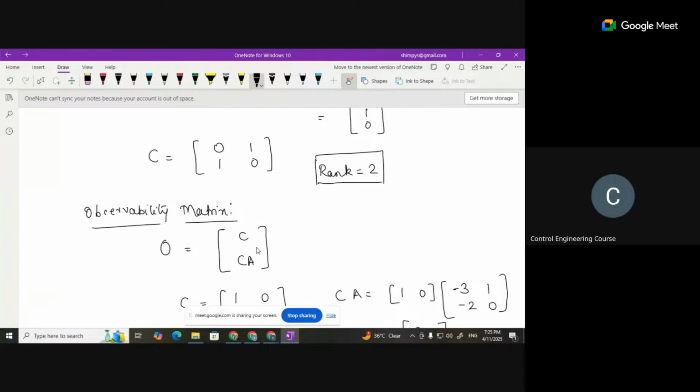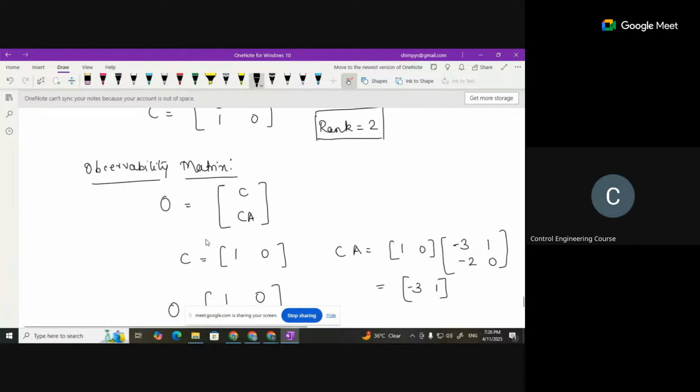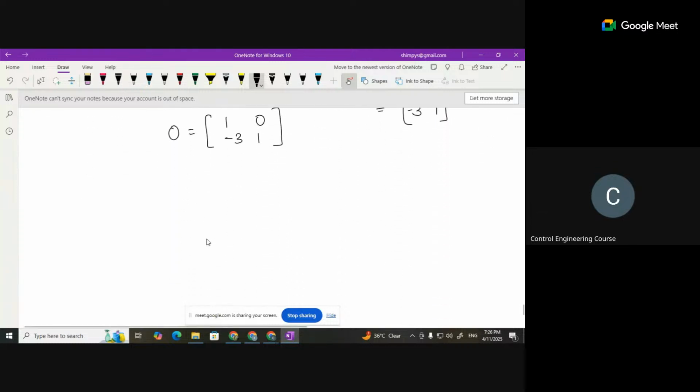Okay. Let us do one more problem on how to linearize. If you have been given a non-linear system, how to compute the equilibrium points and how to linearize the system. Okay. Let us do a problem based on that.